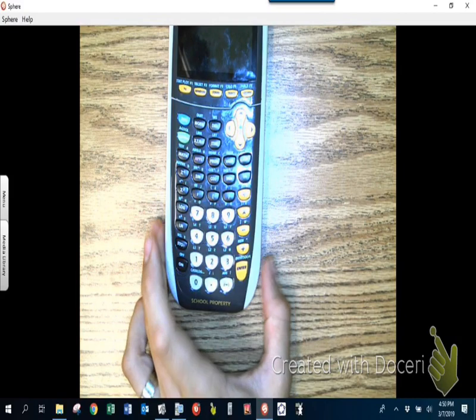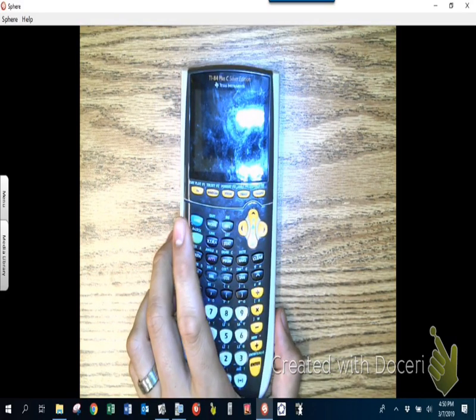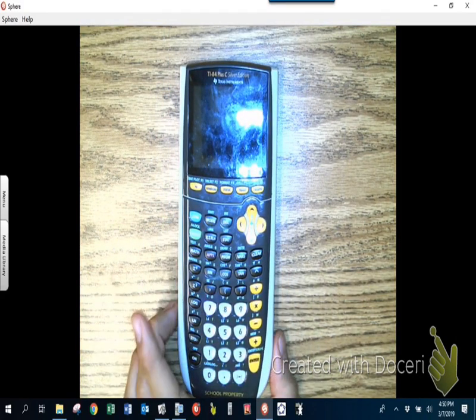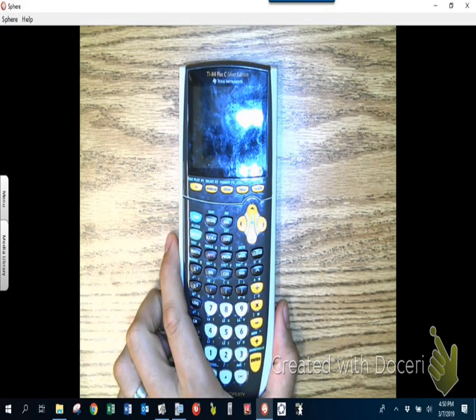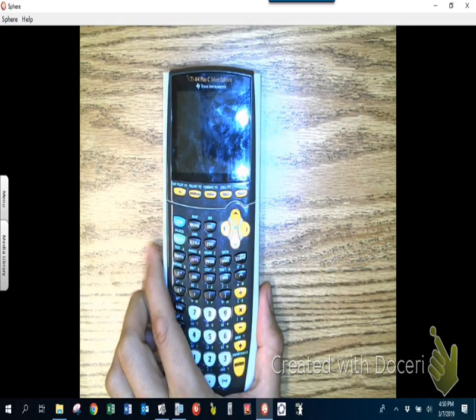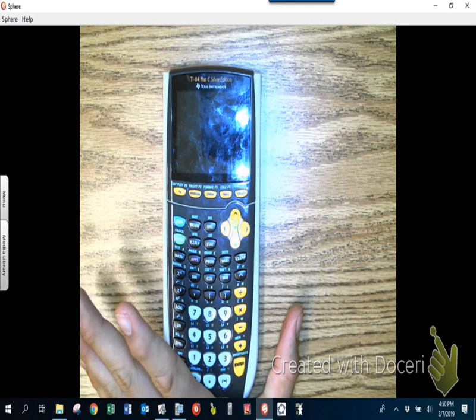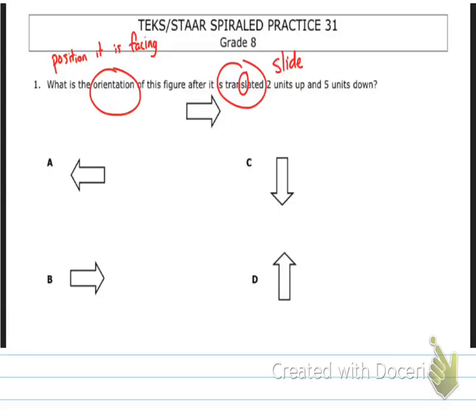So the ones you want to be careful with is, let's go through the 4 transformations. So the first one is translation, a slide. No matter where you slide, side to side, up or down, this is having the same orientation. The position it's facing stays the same. So if I go answer this, after I slide it, it should be facing the same way. So if this is my original here, and after I slide it, it's still facing the same way, then I should get B.